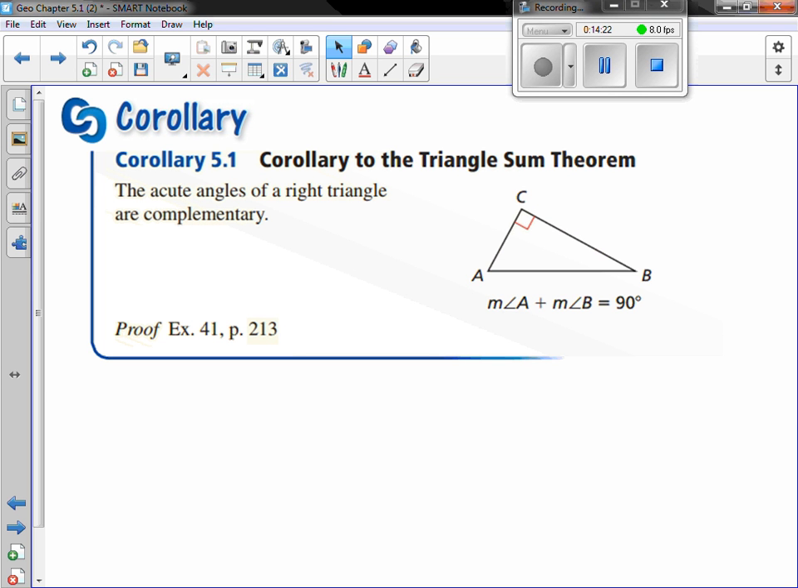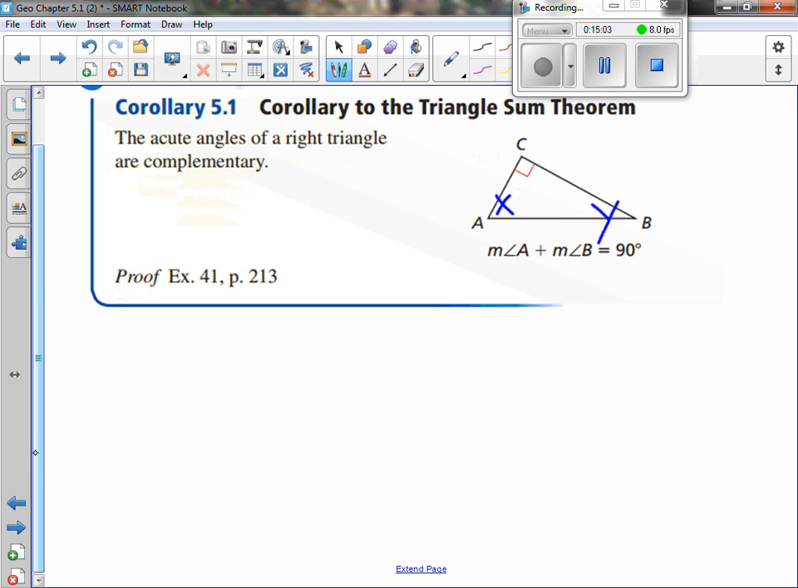So this here, the corollary to the triangle sum theorem: the acute angles of a right triangle are complementary. They add together to be 90. So this is going to work every single time. If we have a right triangle, the other 2 angles of it will add together to be 90 every single time. And really, we could call this x and y.